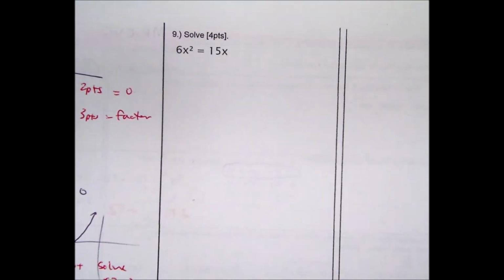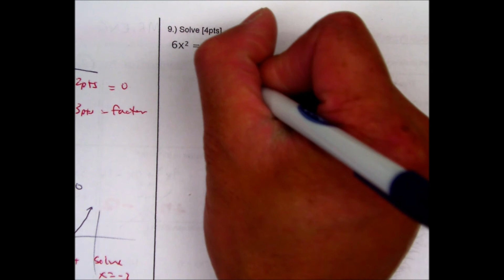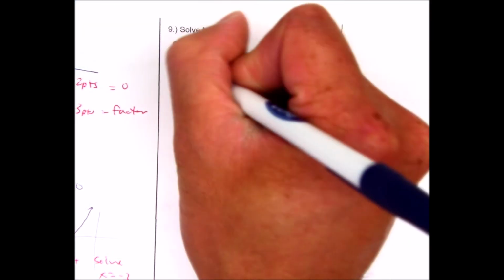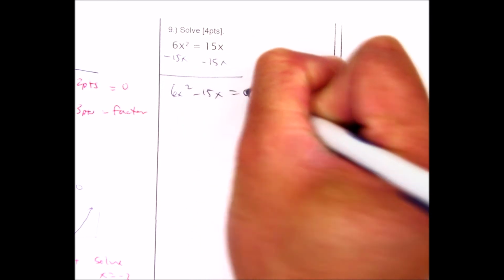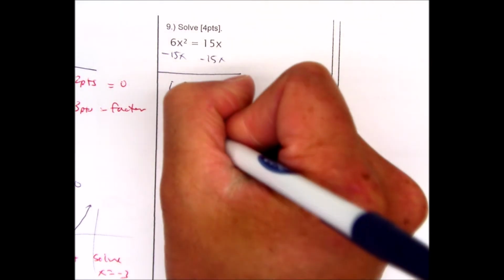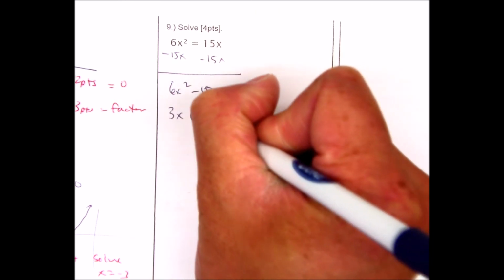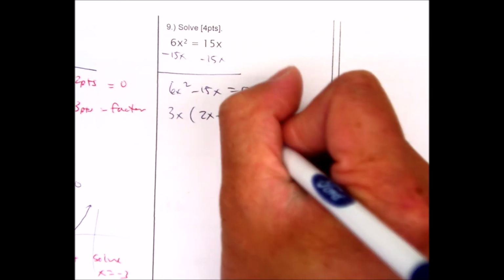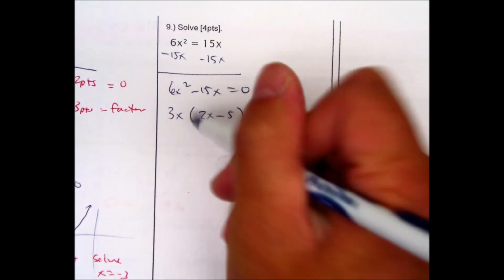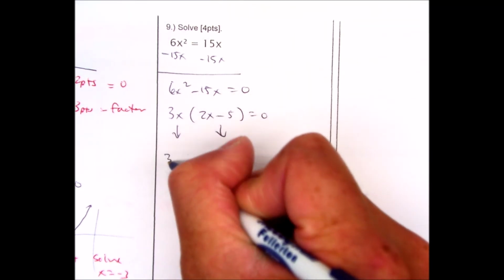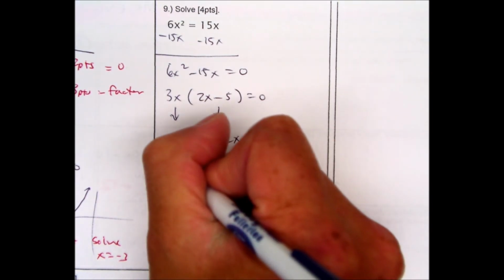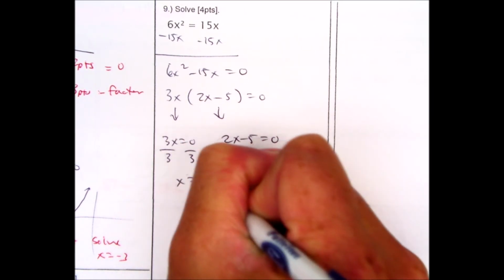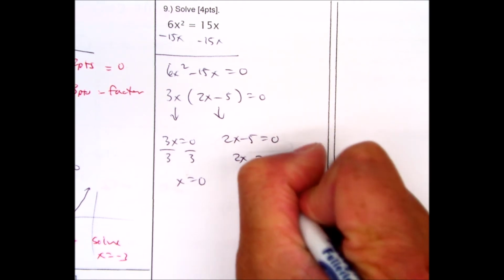For this problem, hopefully you did not divide by x. Big mistake if you did. I'm going to subtract 15x from both sides. 6x squared minus 15x equals 0. Take out a greatest common factor of 3x. I get 2x minus what? 5. There you have each of my terms. I can set equal to 0. And you're just finishing it up.